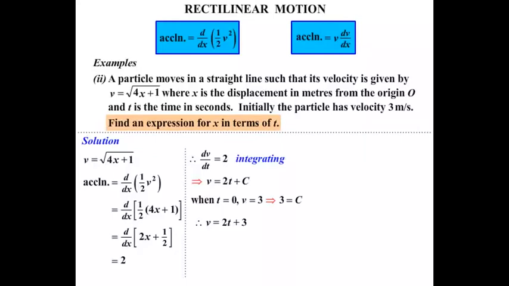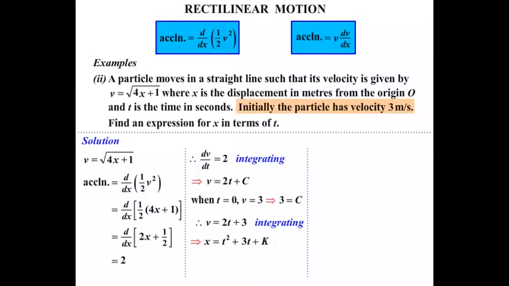At this point, we still need to get an expression for x, so we're nearly there. We need to use our velocity equation and we need to integrate again. So we integrate velocity, and we end up getting that x equals the integral of 2t, which is t squared. The integral of 3 is 3t. And don't forget our constant of integration. I've used a k this time just to indicate it's not the same c as above.